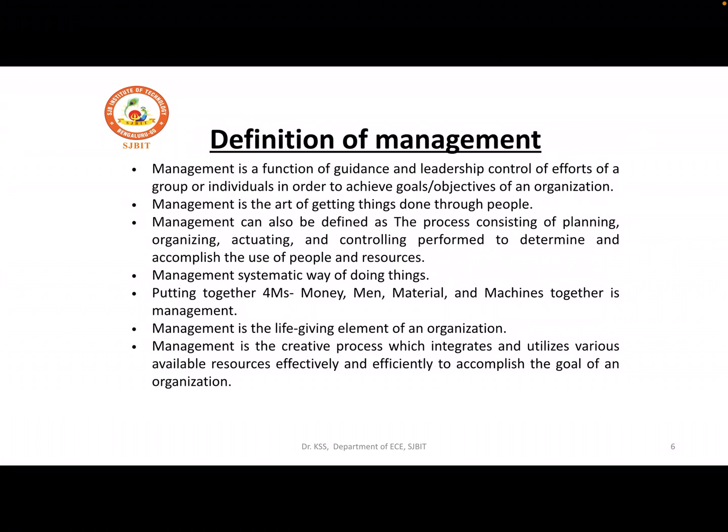Management is a function of guidance and leadership control of a group, because if it is an organization, it will have a group of individuals to achieve the objectives of an organization. Because every organization will have its own objectives, to achieve them we need proper management to guide.